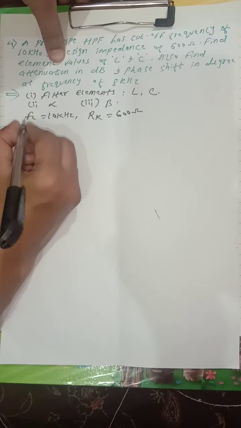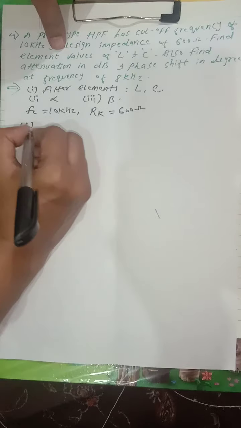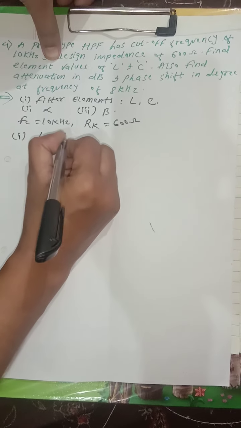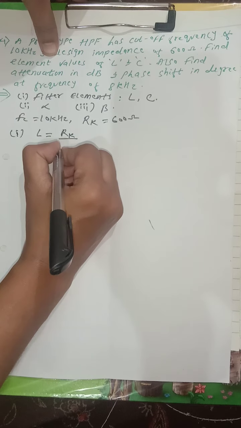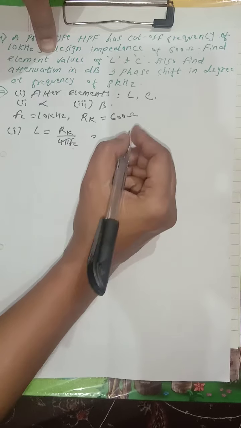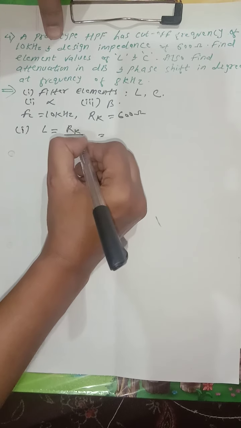How do we start to calculate the filter elements, that is L and C? We can start here. L can be calculated as L equals RK divided by 4 pi FC. This is the derived formula, 4 pi FC. RK is nothing but the design impedance. In many textbooks the notation may be different.